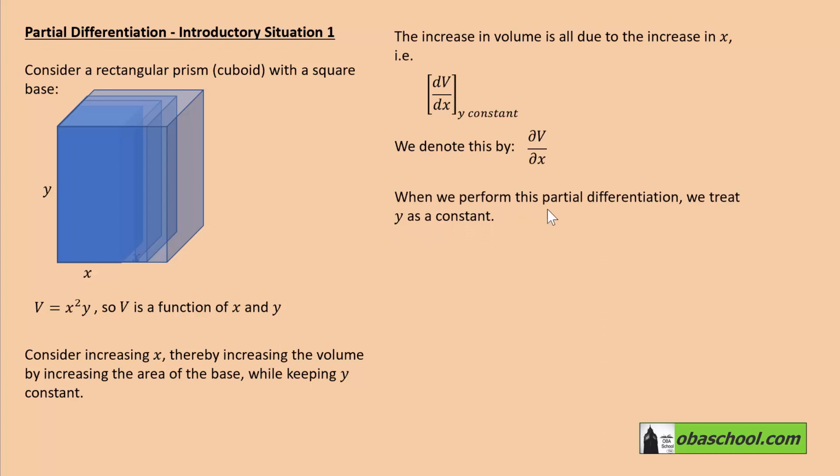When we perform this partial differentiation, we treat y as a constant. So, in other words, in v equals x squared y, the y is treated like it's just a 2 or a 3. Therefore, dv dx is equal to 2xy. Think about if y was 2 and this was 2x squared, it would now be 4x. So the y has played no active part in the differentiation. It's just been treated as a constant.